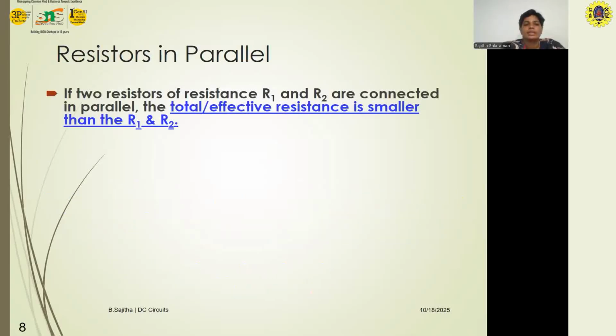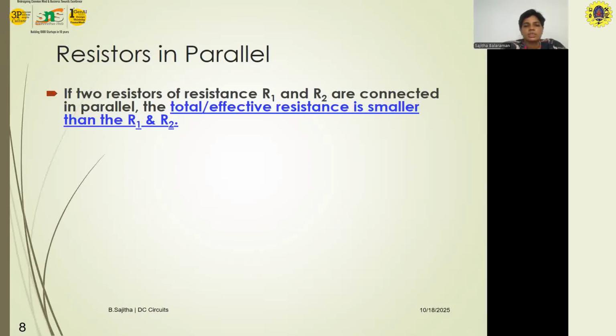Also, let us assume that there are n resistors in parallel starting from R1. The total resistance is going to be 1 by R total is equal to 1 by R1 plus 1 by R2 and so on up to 1 by Rn.